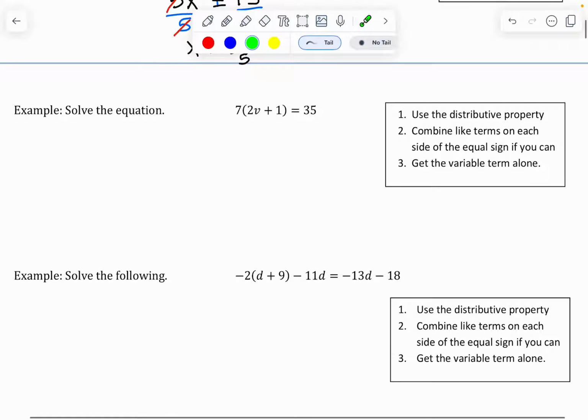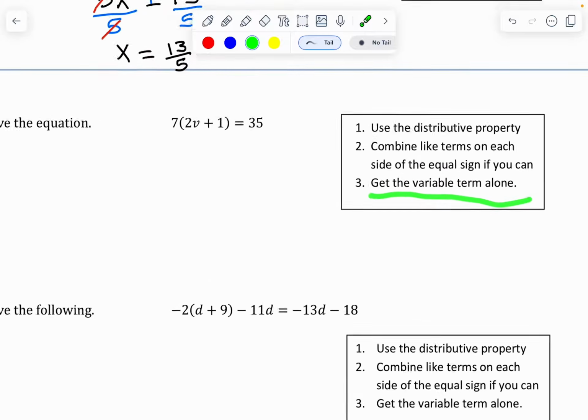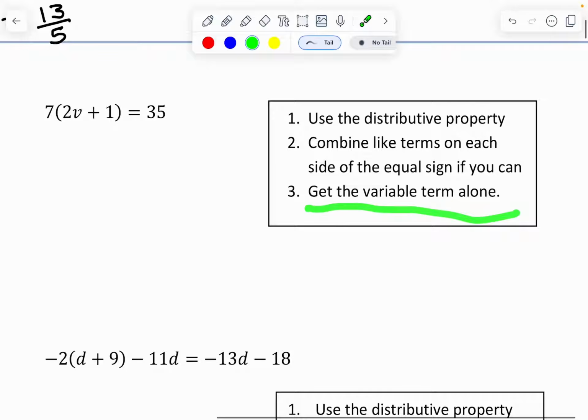Okay, looking at the next one. We are going to use the distributive property, combine like terms on each side of the equal sign if you can, and then we're going to get the variable term alone. So I'm going to zoom in so we can see those steps.